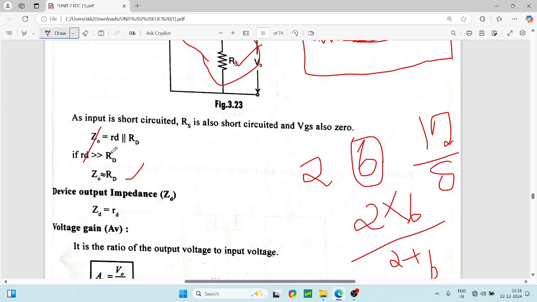Here also RD is high, this other resistance is very, very low. That's why we are rejecting the high RD. We put Z0 is equal to RD. So இப்போ output impedance முடிஞ்சாச்சு. Okay, Z0 is equal to RD, right? Output impedance is over.